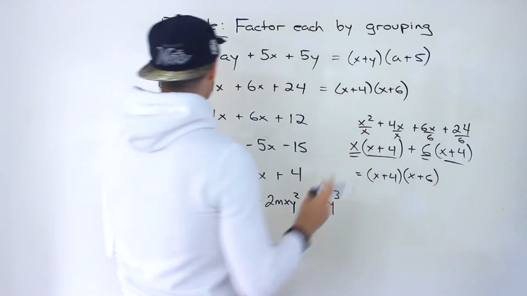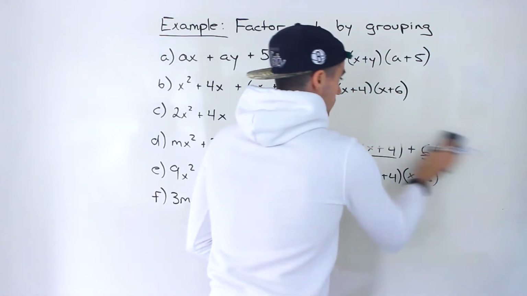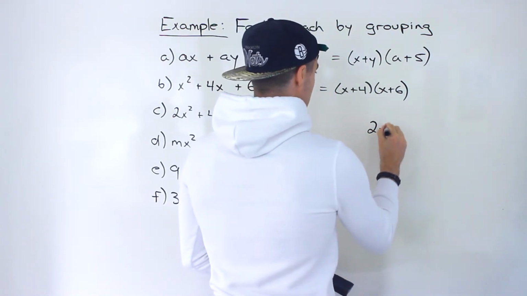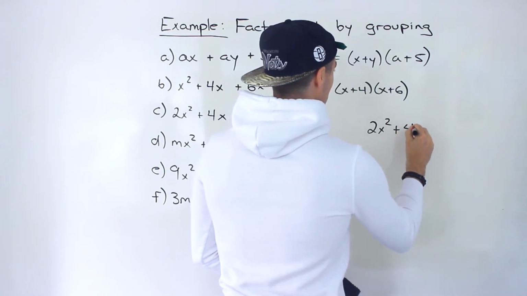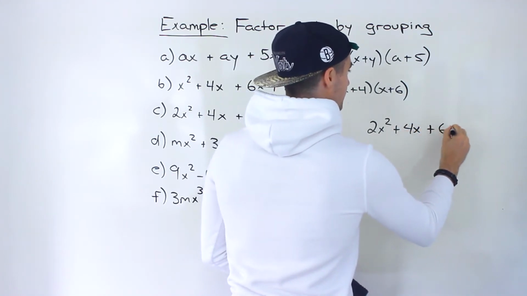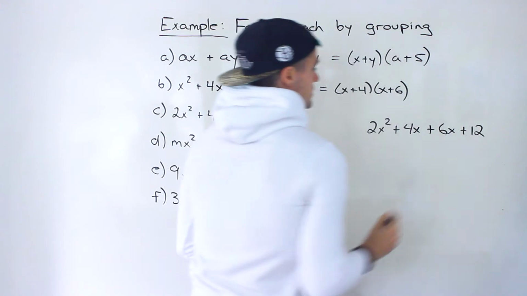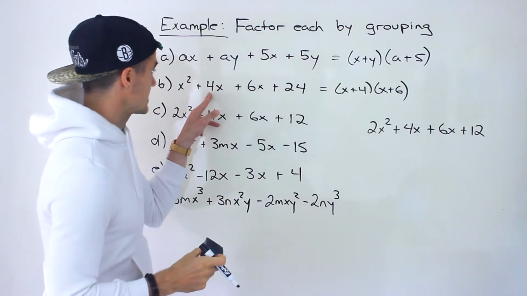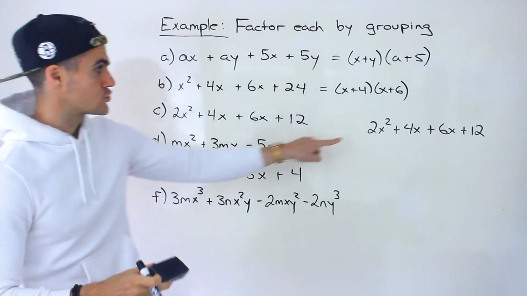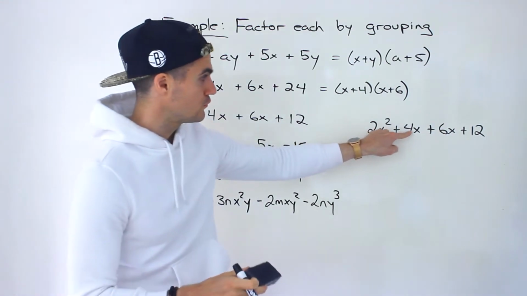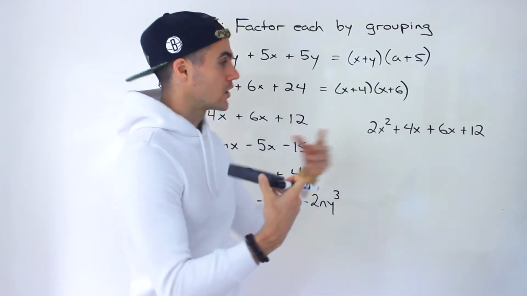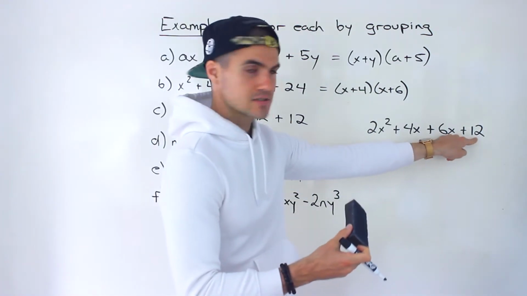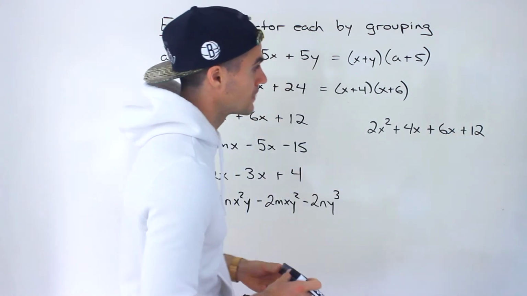Part C, so this is the unique one because we're going to be able to take something out. And there's actually a couple of ways to do this. Notice in this case, it's very similar to part B, except now instead of a 1 over here, we have a 2. Notice we have 2, 4, 6, and 12. The common factor between all those is 2. An x variable we can't take out because this 12 doesn't contain an x variable.